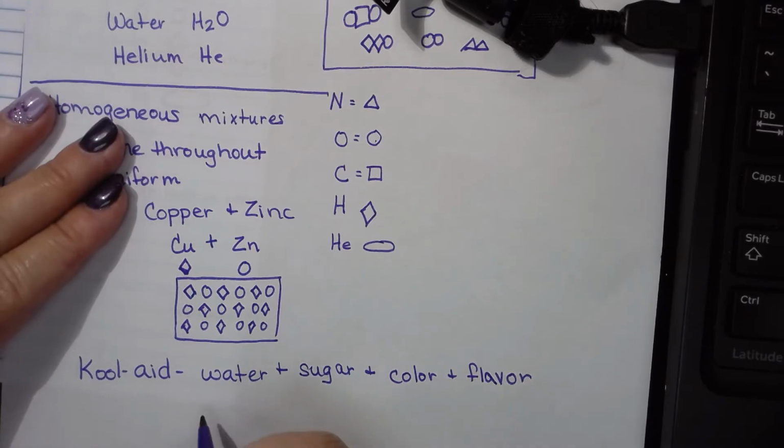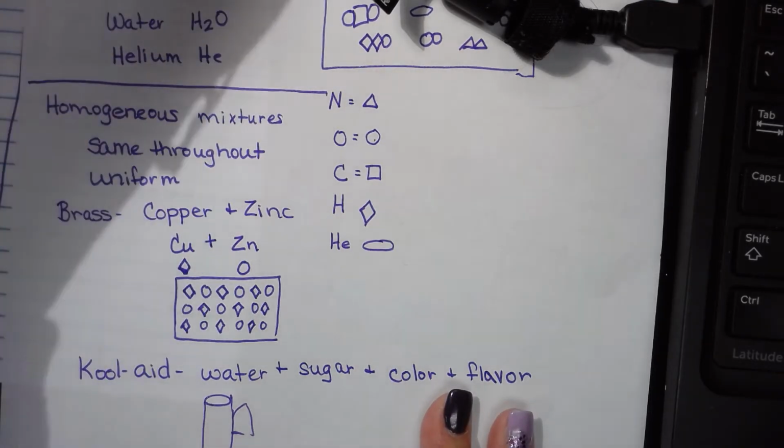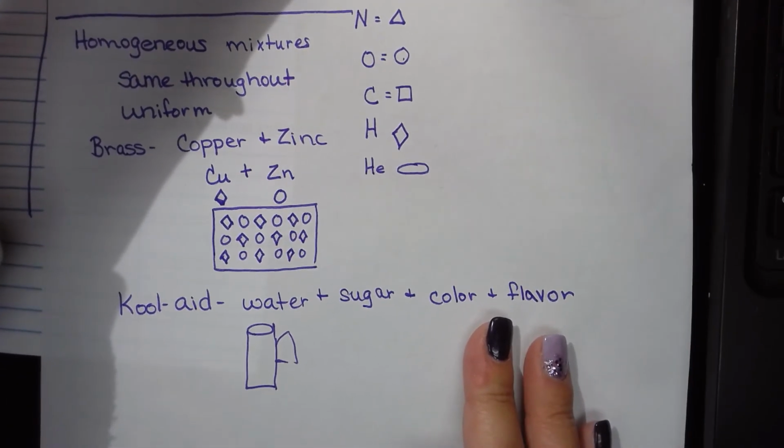So let's say we make a pitcher of Kool-Aid. This is where we find out that Mrs. Lyons can't draw very well. So here's a pitcher of Kool-Aid, except it's not showing up. Hold on, there we go.